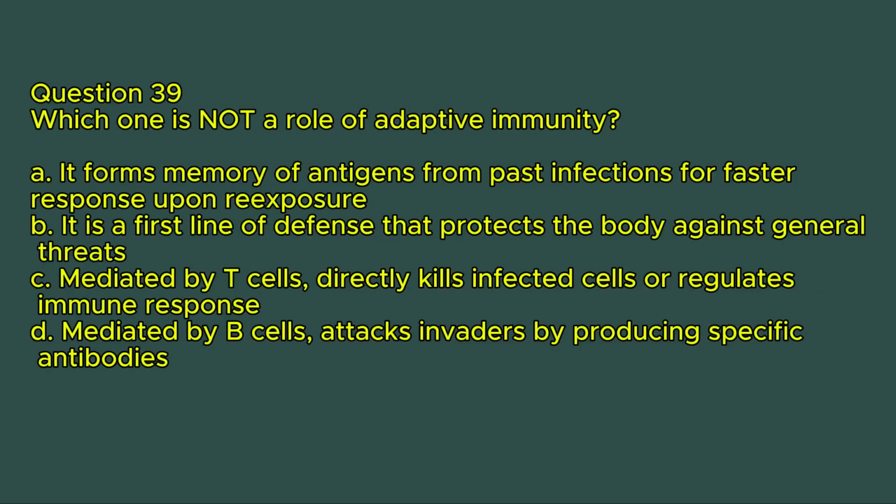Question 39. Which one is not a role of adaptive immunity? A. It forms memory of antigens from past infections for faster response upon re-exposure. B. It is a first line of defense that protects the body against general threats. C. Mediated by T cells, directly kills infected cells or regulates the immune response. D. Mediated by B cells, attacks invaders by producing specific antibodies.